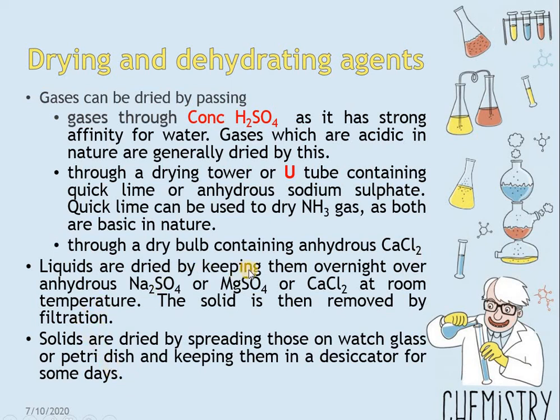Liquids are dried by keeping them overnight over anhydrous sodium sulfate or magnesium sulfate or calcium chloride at room temperature. The solid is then removed by filtration. Solid means these solids: anhydrous calcium chloride, magnesium sulfate or calcium chloride. Solids are generally dried by spreading them on a watch glass. A watch glass is just a glass plate, or a petri dish. A petri dish is also a glass plate with some border, and the solids are kept in a desiccator for some days.